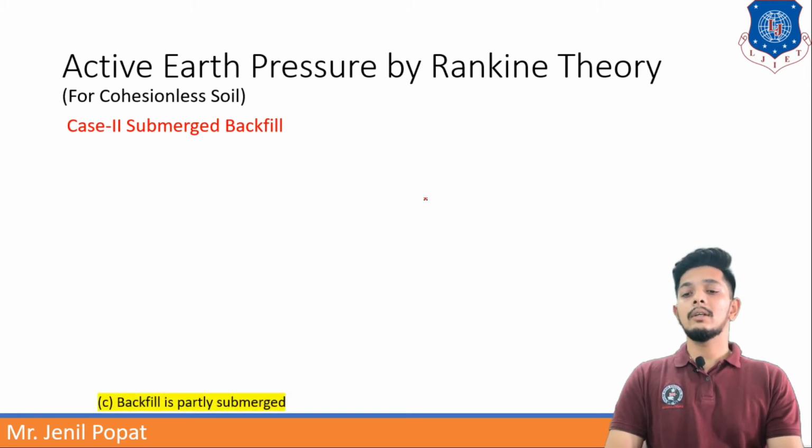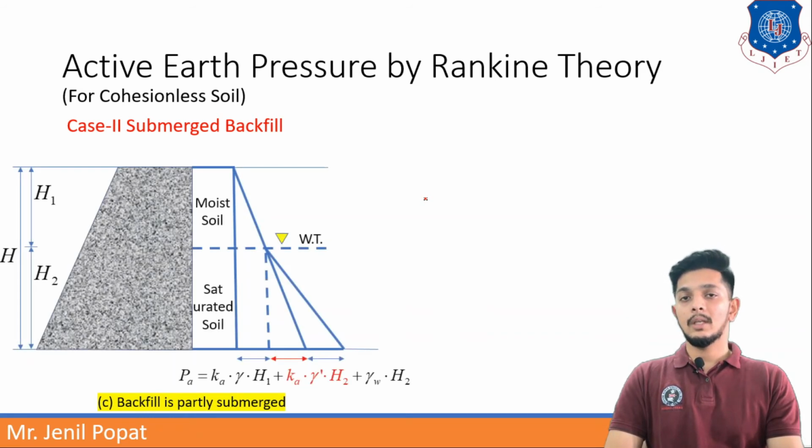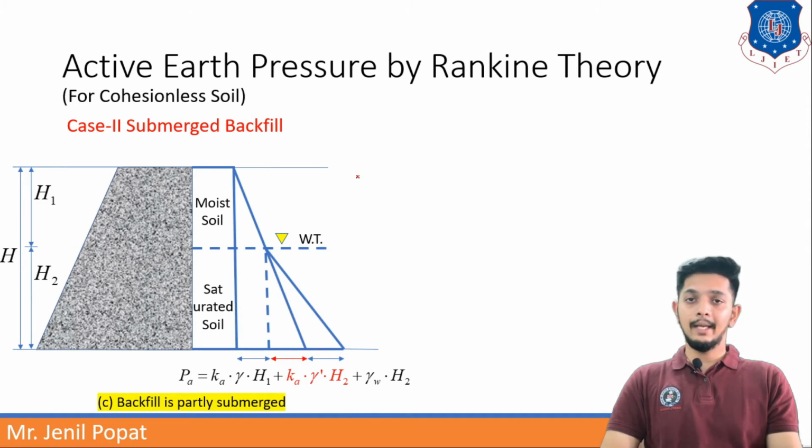And in the third case, where the backfill is partly submerged, like H1 in the figure is moist soil and H2 is saturated soil. So the water table will be here, at H2 height from the base. Now in this case, how to calculate the pressure? Let us understand this. So here half the soil is moist soil and the other half is saturated.